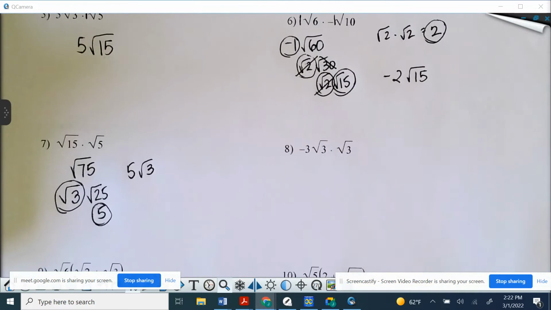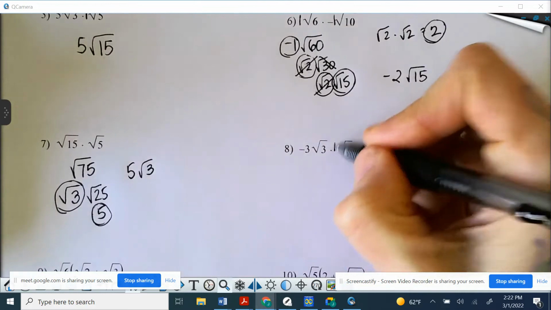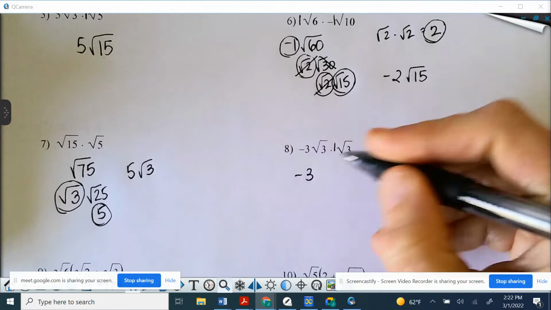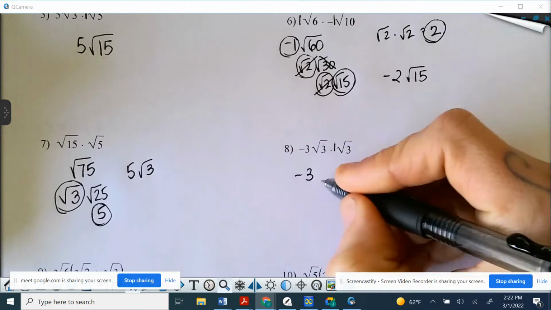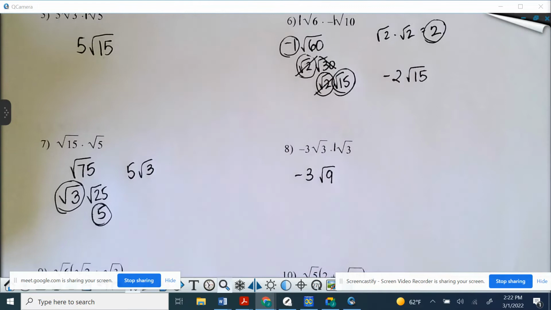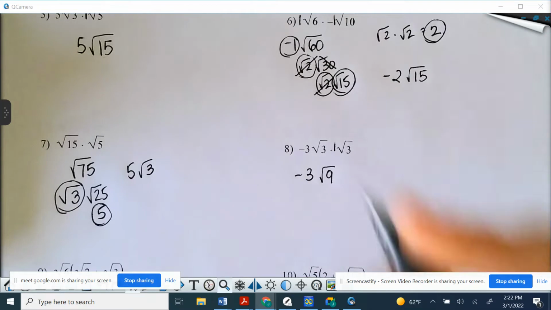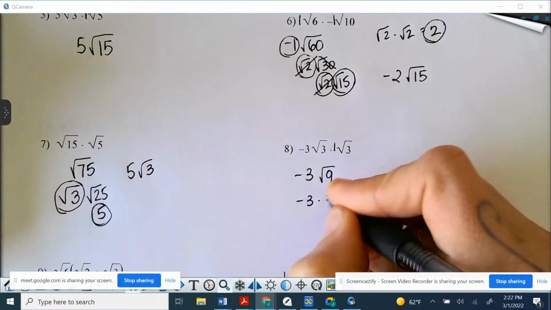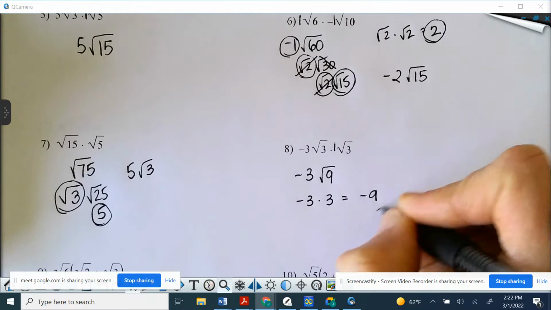And then number 8, again, so negative 3 times an imaginary 1, so we have a negative 3. And then square root of 3 times the square root of 3 is going to be square root of 9. But we know the square root of 9 is 3, so negative 3 times a positive 3. Your final answer for this guy is actually that whole number, negative 9.